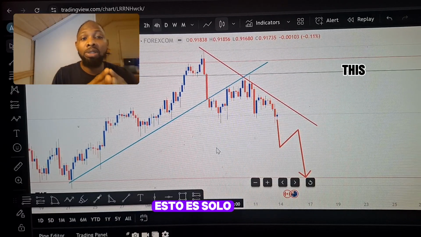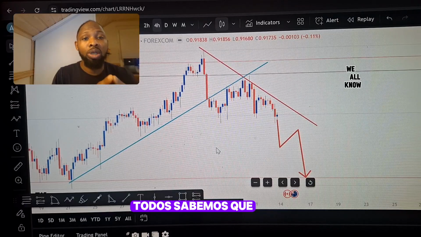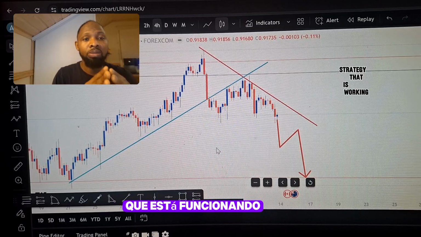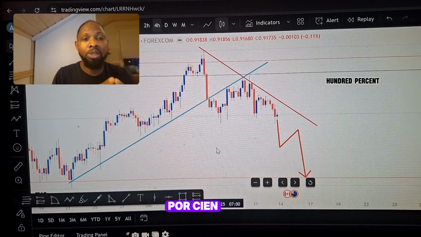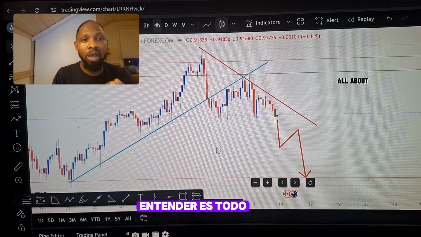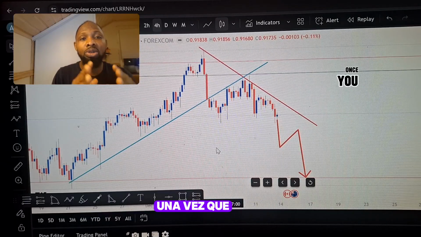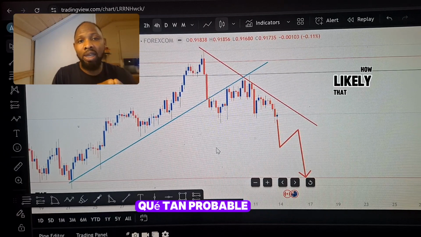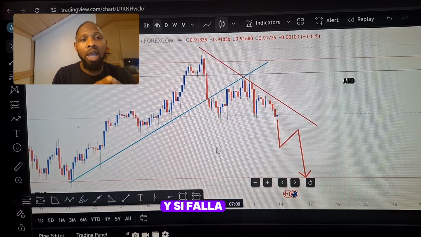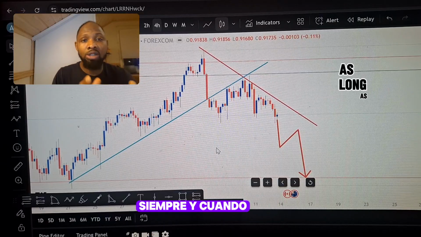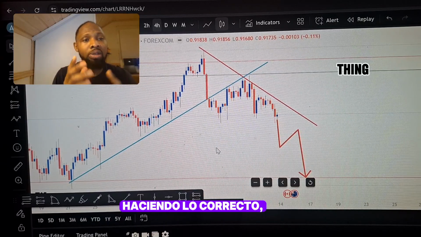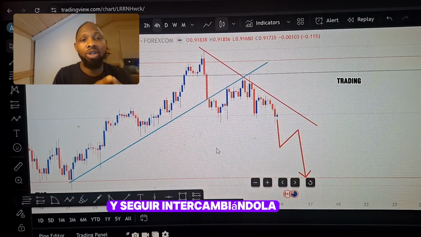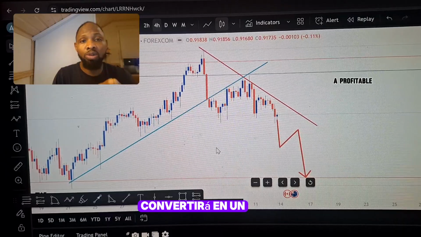So guys, this is just a game of probability. We all know that every strategy works. If you have a strategy that is working, it works, but it cannot work 100%. All you have to understand is that it's all about a game of probability. Once you understand that this game is a game of probability, you think about how likely your strategy is to play out. And if it fails, as long as you have proper risk management and are doing the right thing, you don't have to be worried because your strategy failed. You have to just keep refining it and keep training it. And that is what is going to make you a profitable trader.